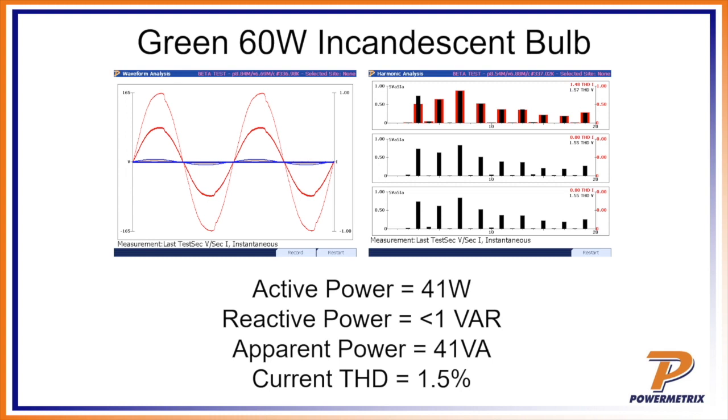With the incandescent bulb, once again, it's a resistive load. Our apparent power basically equals our active power, and then when we get to the bottom, what we see is our current THD is 1.5%. We talked about linear versus nonlinear. If we look at our waveform, our voltage and our current, we've got a sine wave voltage going in, we've got a sine wave current coming out, and so that's a very linear load.